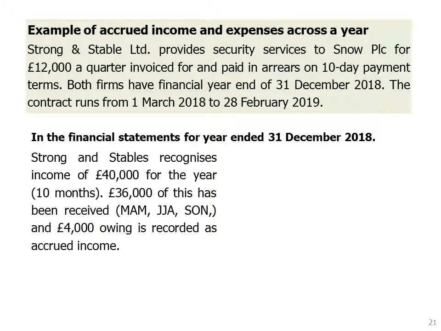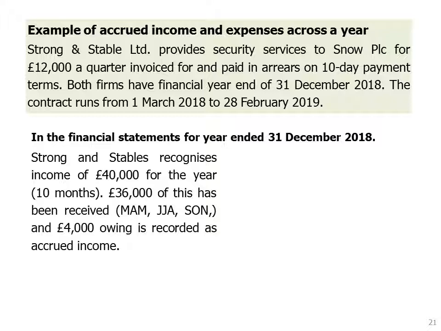So let's look at the financial statements for the year ended 31st of December 2018. There are 10 months of this contract in the current financial year. 1st of March through to 31st of December is 10 months. So income of £4,000 a month times 10 months, income of £40,000 for the year.